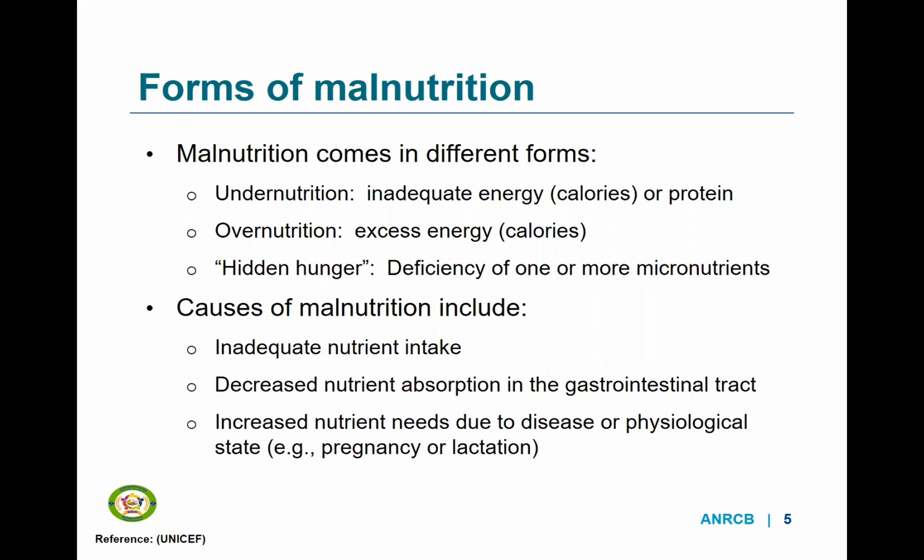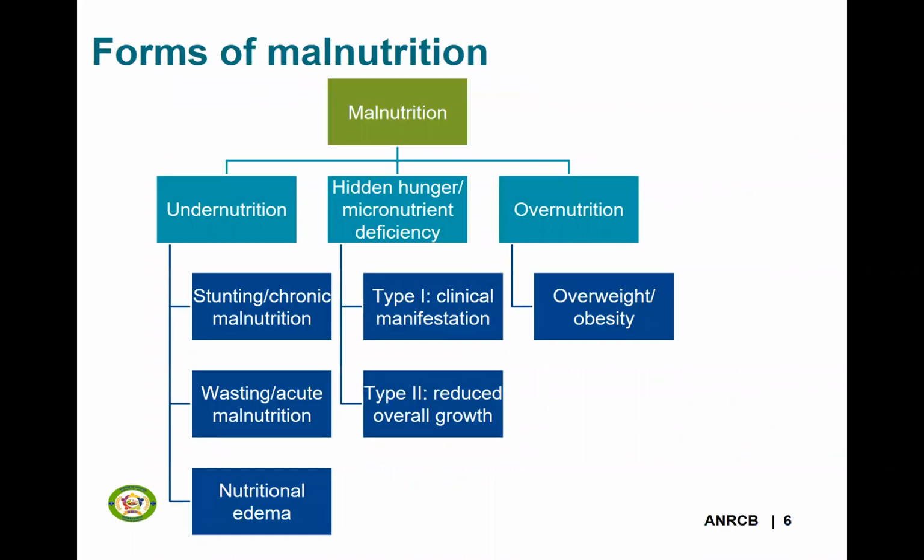Another example is where nutrients are indeed absorbed, but the needs of a person are increased because they might have an illness, for example, or they might be at a certain stage of life. For example, a woman may be pregnant or nursing a baby. So again, here we have different forms of malnutrition, and then we can think of specific outcomes.